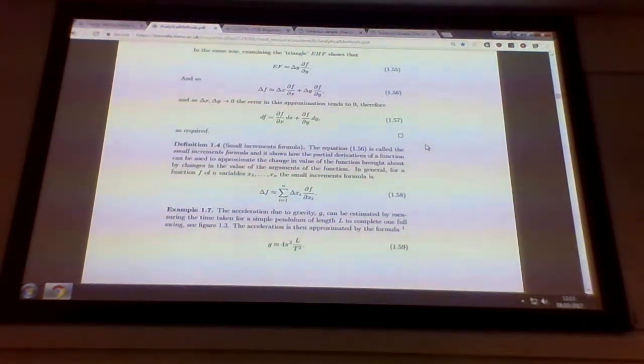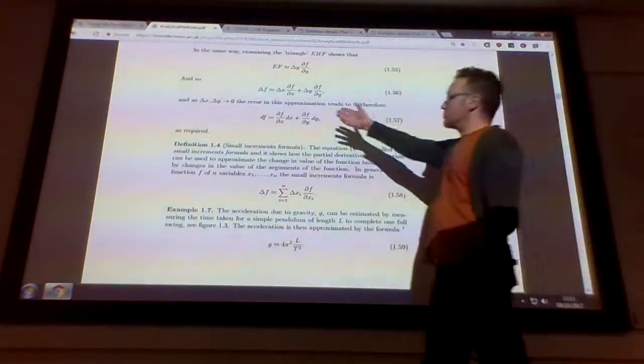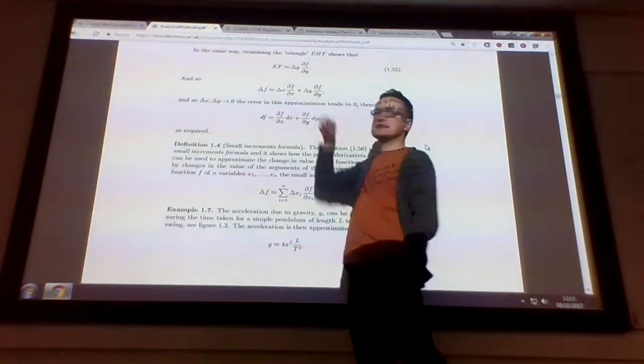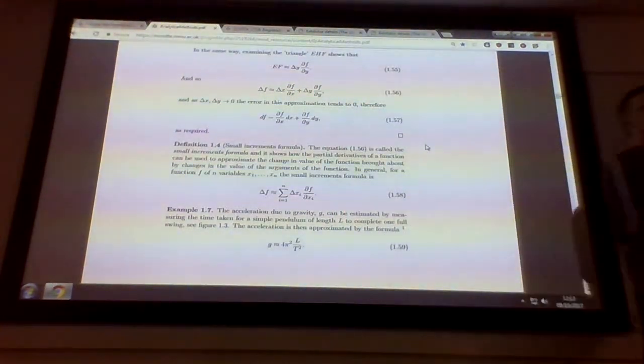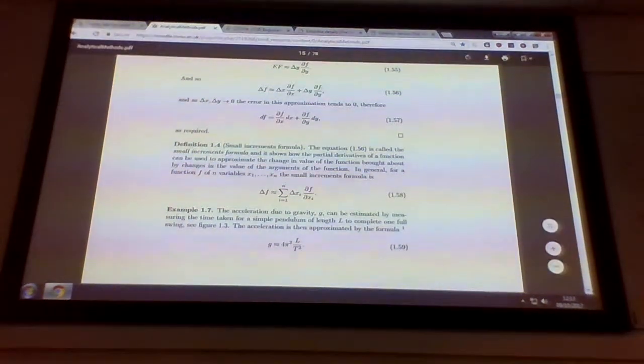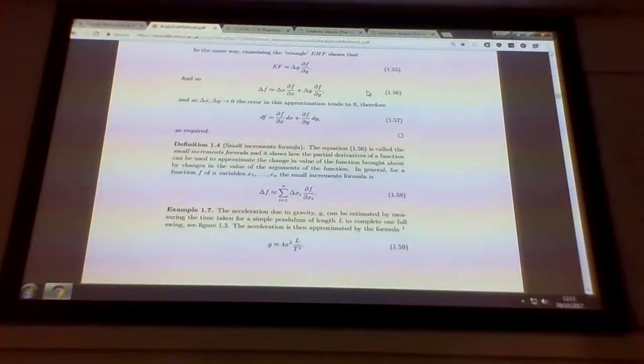So that's known as the small increments formula. Small increments being the delta x and the delta y. And it's only an approximation, but the idea would be that for small changes, delta x and delta y, you'd expect the approximation to be good. Okay? And the smaller the changes are, the better and better the approximation that it would provide. Okay? And it's a linear approximation in the changes delta x and delta y.